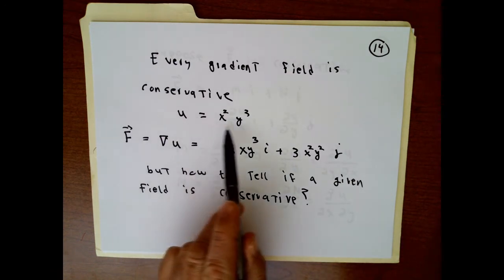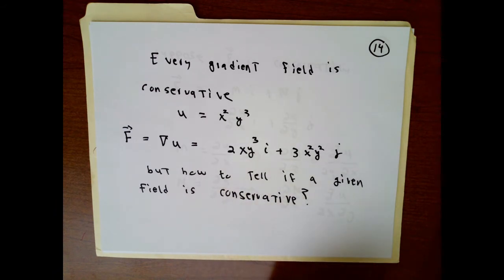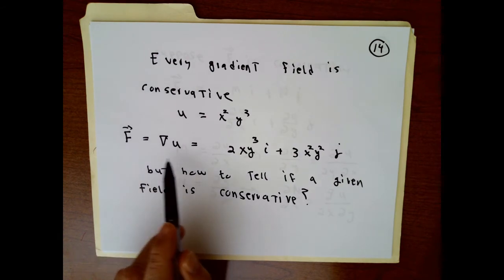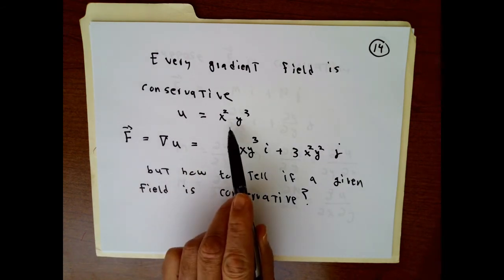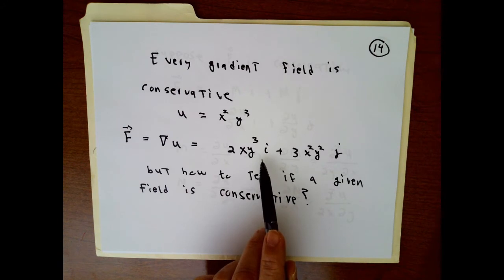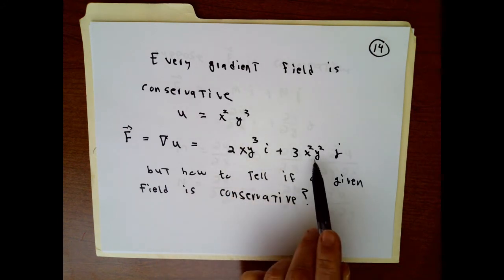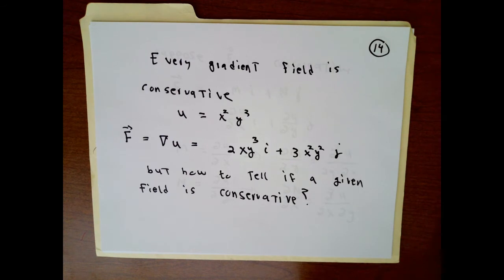Every field which is obtained from taking the gradient of a scalar, therefore, is automatically one of these conservative fields. So if I make up a potential function, u equals x squared y cubed, then f equals gradient of u will be 2x times y cubed i plus 3x squared y squared times j. This is automatically one of these conservative vector fields. On the other hand, if somebody just plopped a vector field down in front of you and asked you, is it conservative or not, it's going to turn out that there's a fairly easy way to decide.